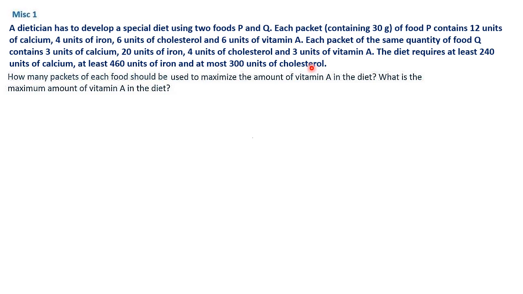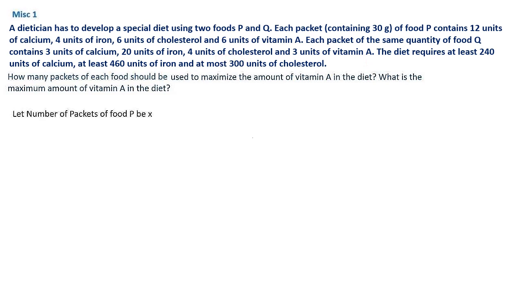So the question I have explained there clearly, the same thing only here also. Here it is telling about two foods, food P and food Q, and the components are given: 12 units of calcium, 4 units of iron, 6 units of cholesterol and 6 units of vitamin A. Here vitamin A we have to keep aside because we have to find out how much to maximize, and that we have to make in an equation. For that this vitamin A we will keep aside. And in the second case also same thing, vitamin A we will keep aside, and by using the remaining three components we will form the inequalities.